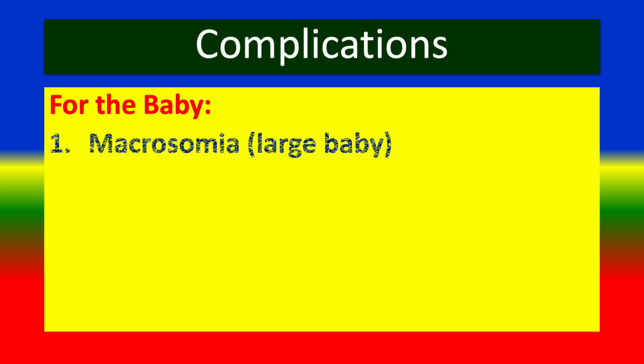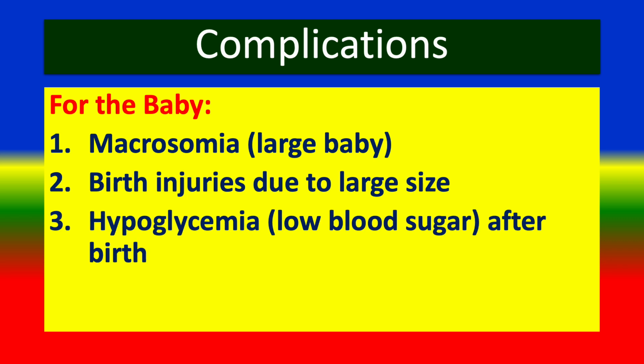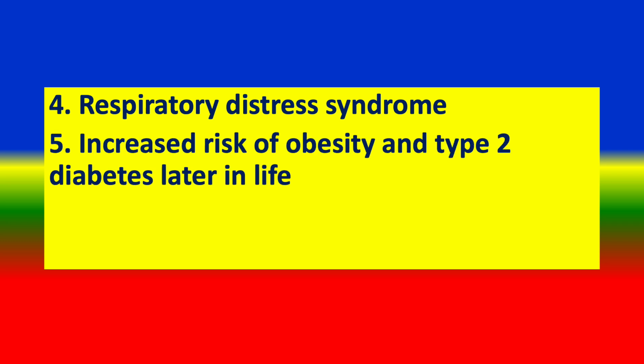Complications for the baby. 1. Macrosomia, large baby, leading to birth injuries due to large size. 2. Hypoglycemia after birth. 3. Respiratory distress syndrome. 4. Increased risk of obesity and type 2 diabetes later in life.